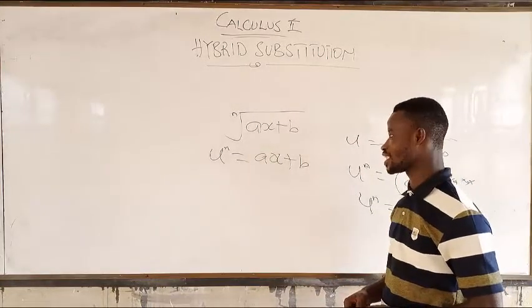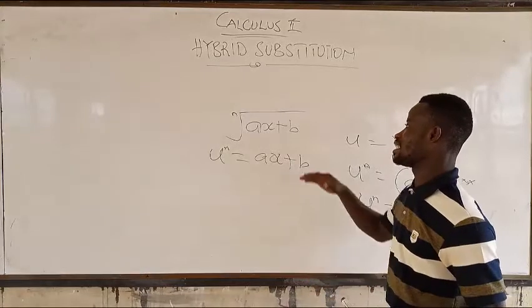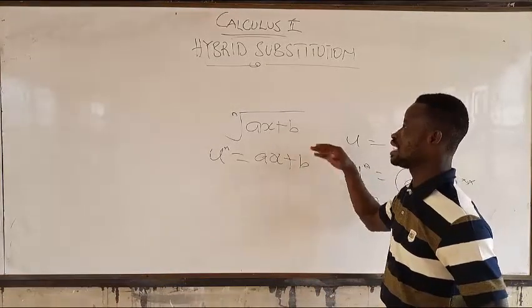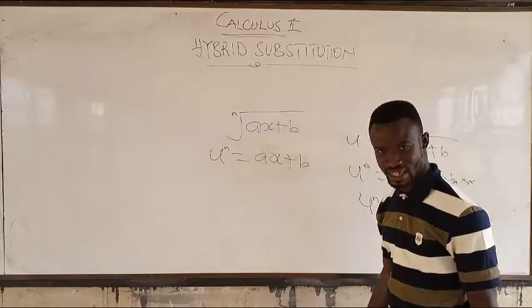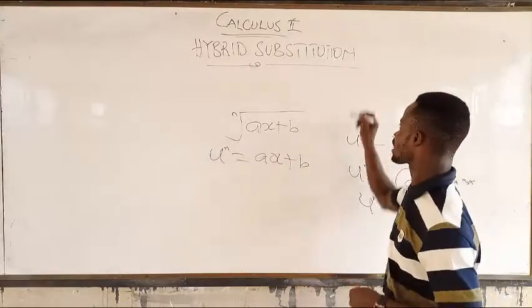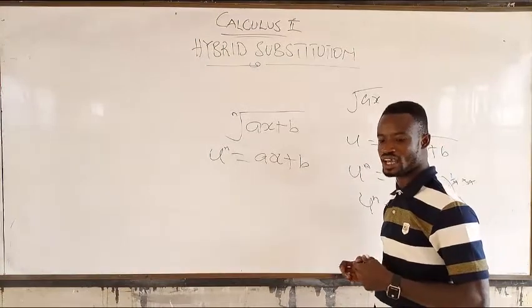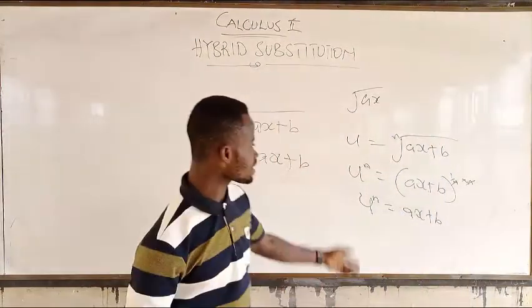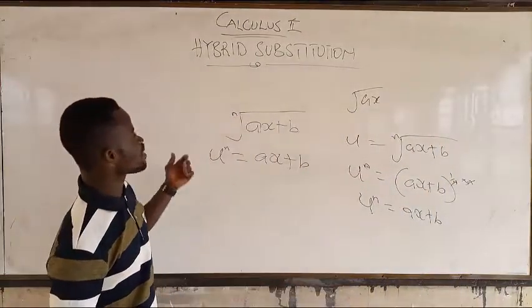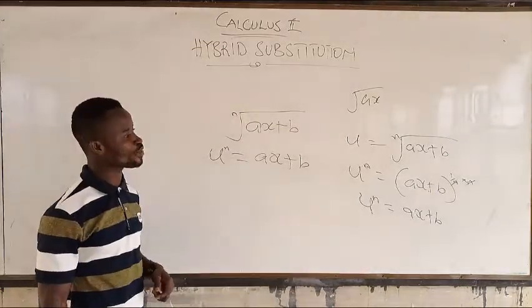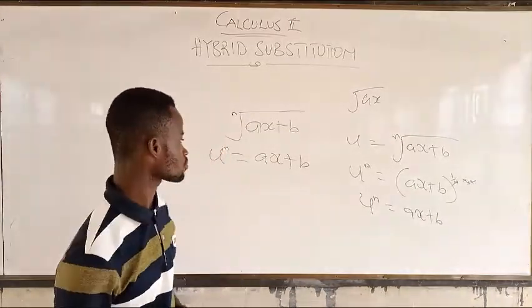It's not difficult. And it's not always that here is going to be ax plus b. It can be only ax. You can let it be the square root of ax, something like that. I hope it's clear. So that idea is the same as what we are generalizing, which is hybrid substitution.